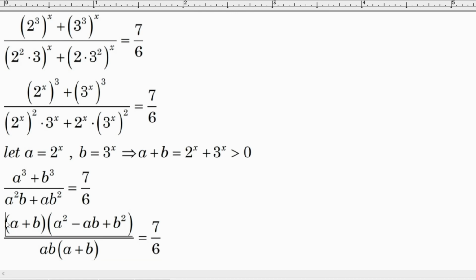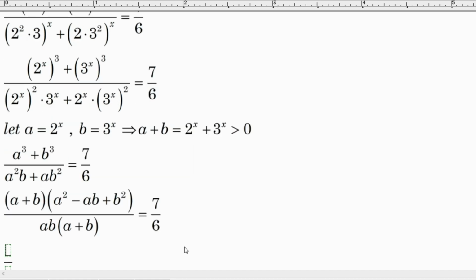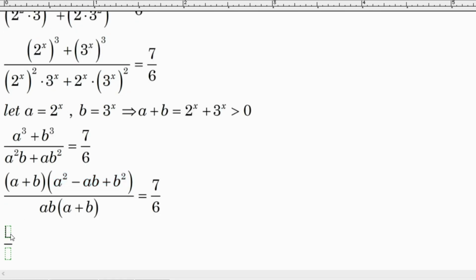So now, as we can see, we have a plus b at the numerator and a plus b at the denominator. And also a plus b is greater than 0. That means we can simplify a plus b at the denominator with a plus b at the numerator. So what we will get is this factor, and then divided by ab, equal to 7 divided by 6.